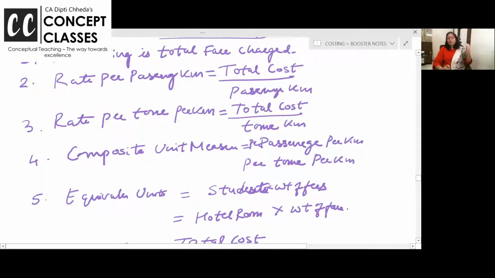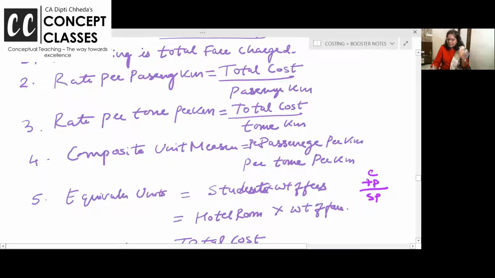What do you mean by total taking? Total taking is the total fare you are going to charge. Sometimes, once you complete the cost sheet for a transporter or hotel and all, fixed cost and variable cost, you get total cost. And then they say profit is a percentage of cost. Cost plus profit is taking. Taking is like selling price.